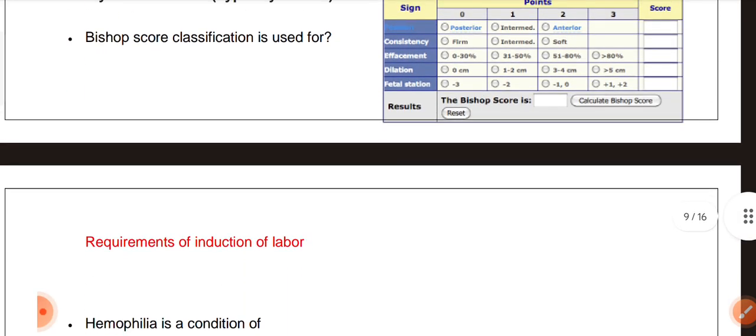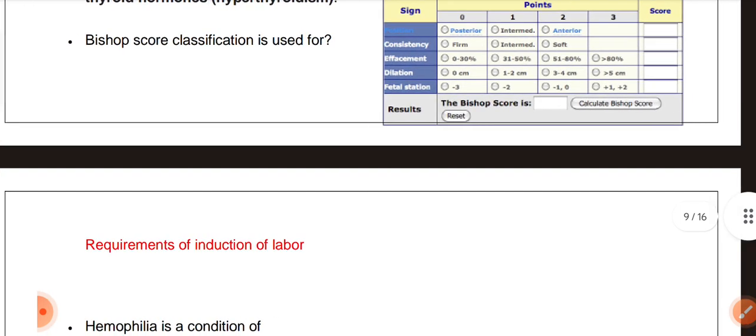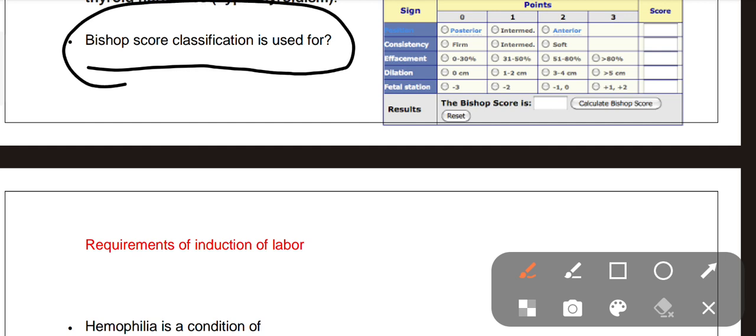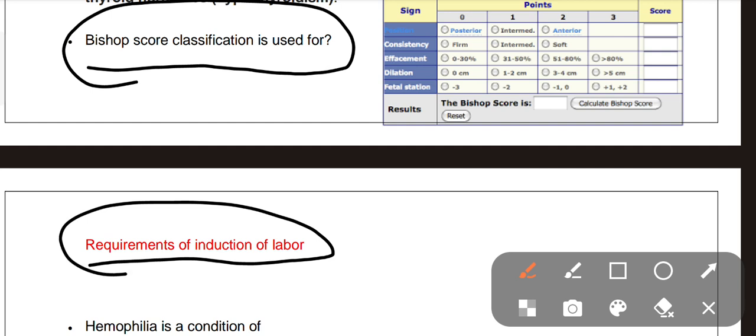Next point is Bishop score. Bishop score classification is used for. So what is the use of the Bishop score classification? The answer is requirement of induction of labor.